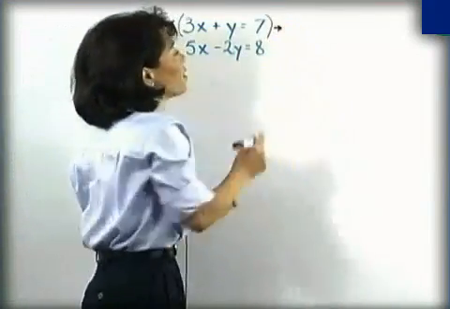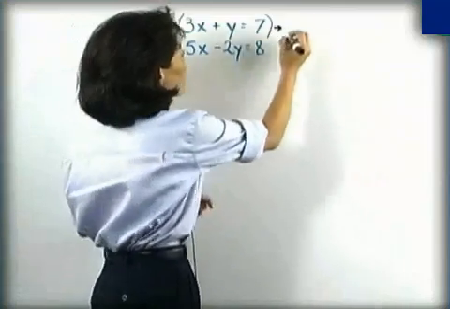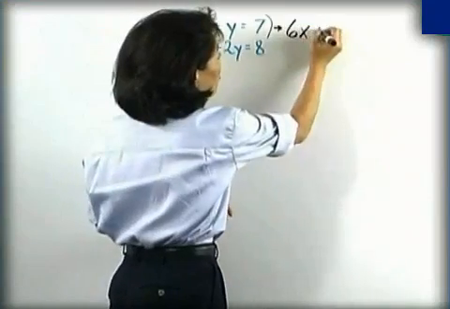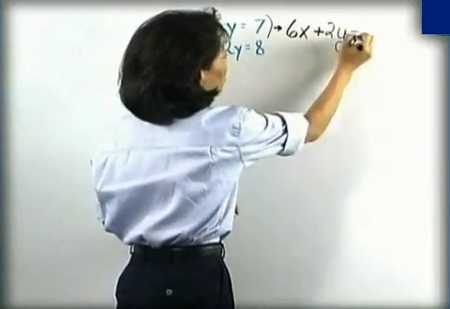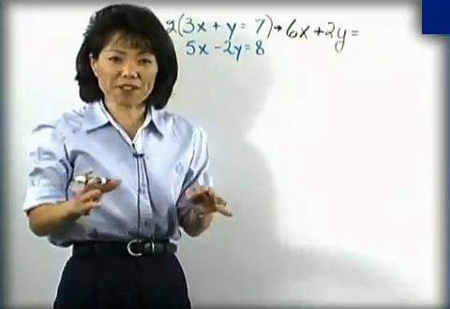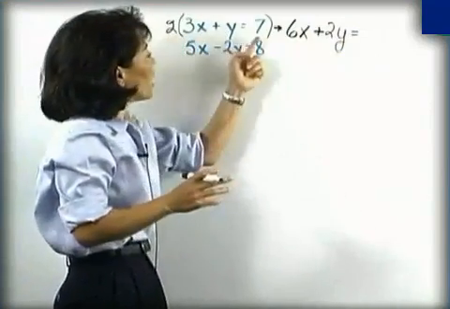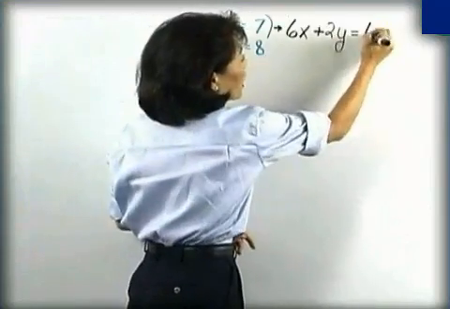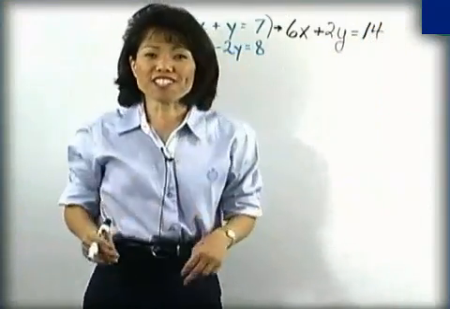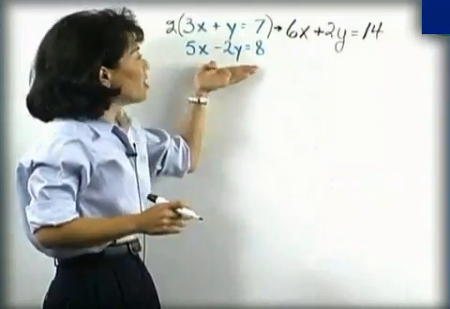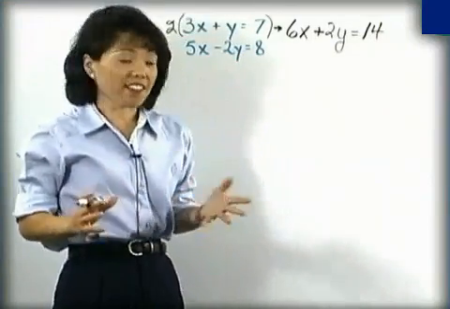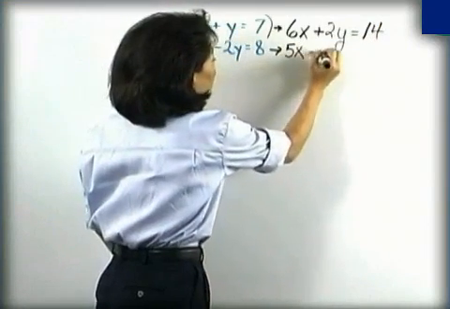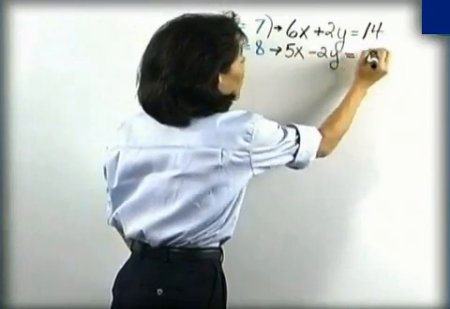So when we do, the resulting equation is 6x plus 2y, and that's all equal to, and don't make this mistake because I know it's easy to overlook this, don't forget, multiply both sides of the equation by 2. So on the right-hand side, we have 7 times 2, or 14. Now the second equation is going to remain just as is. We're going to rewrite this as 5x minus 2y is equal to 8.